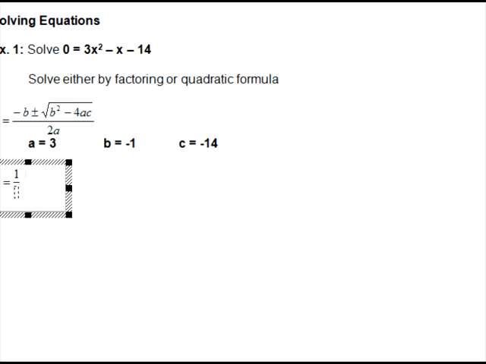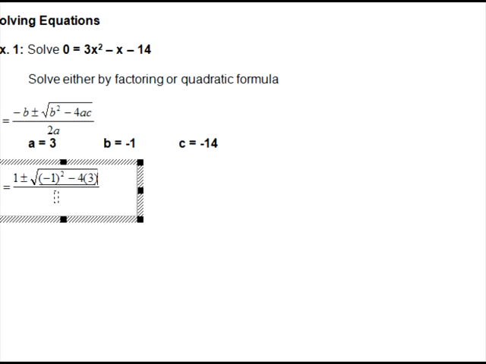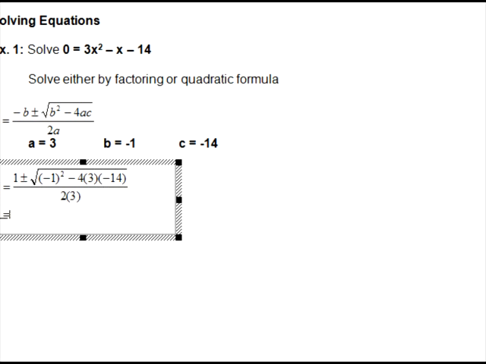Plus or minus the square root of -1 squared minus 4 times 3 times -14, over 2 times 3. Excellent. Good.